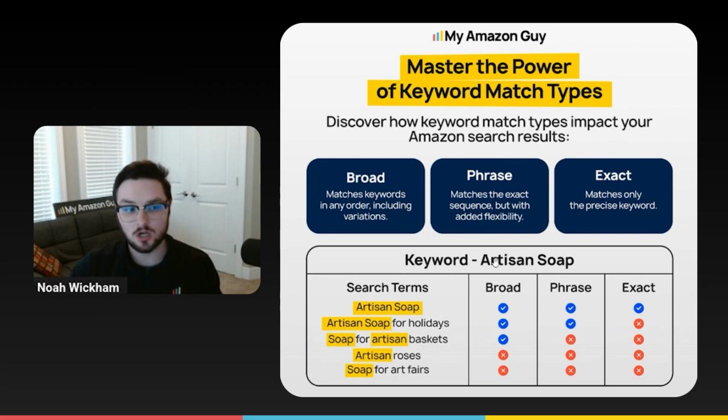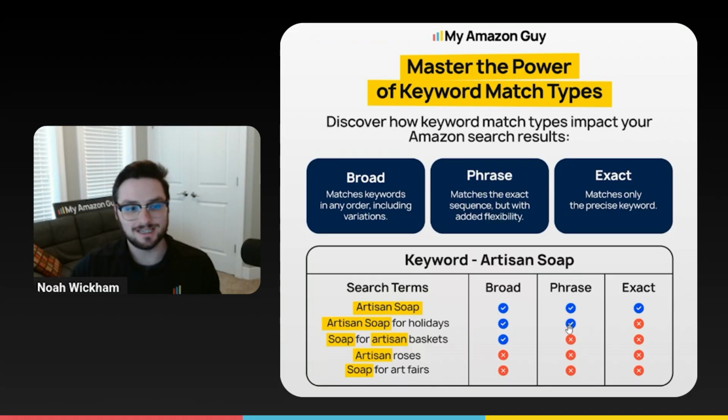So we have our keyword artisan soap. If we look at our search terms, we see artisan soap. It would match broad, phrase, and exact, because artisan soap has all of the keywords exactly as they are. It has the phrase artisan soap all together, and it has both the words artisan and soap in it for the broad.